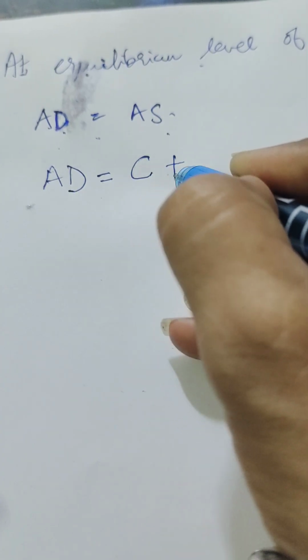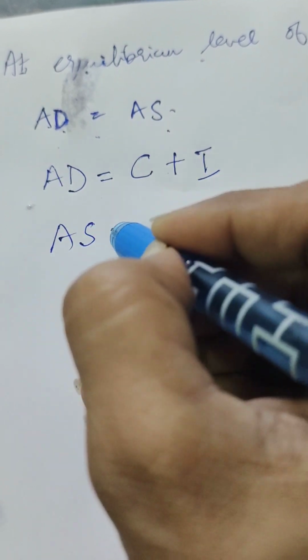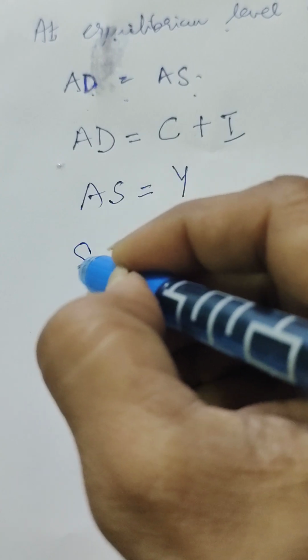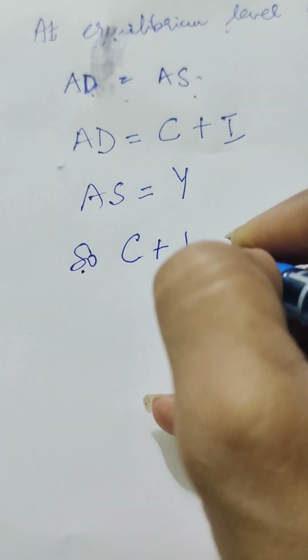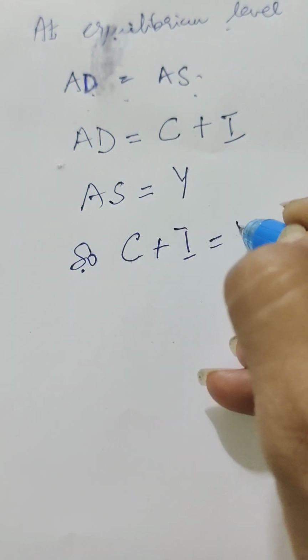So at equilibrium level of income, aggregate demand is equal to aggregate supply. We know that. Aggregate demand is equal to consumption plus investment, and aggregate supply is equal to income, as we know. So C plus I, that is aggregate demand, should be equal to income. This is how we will proceed.